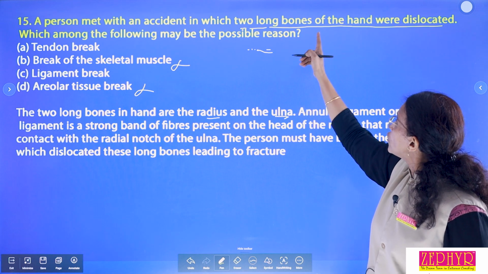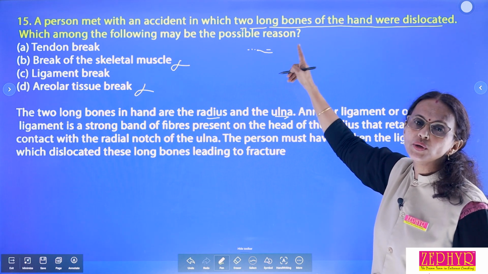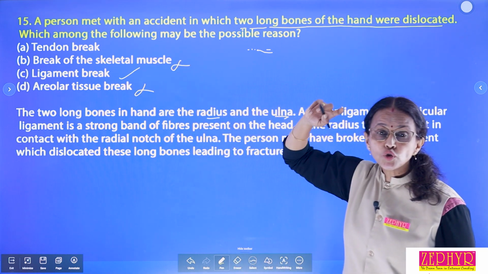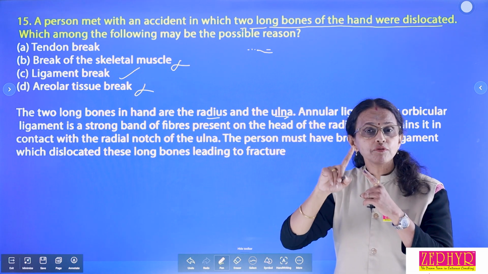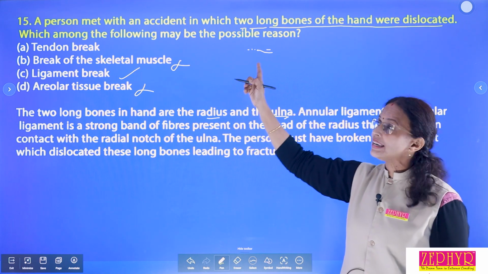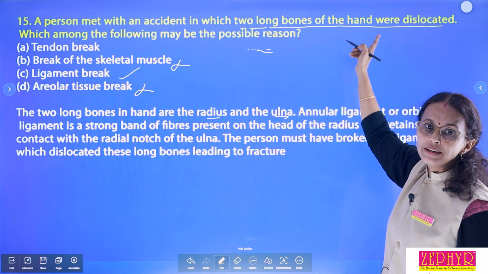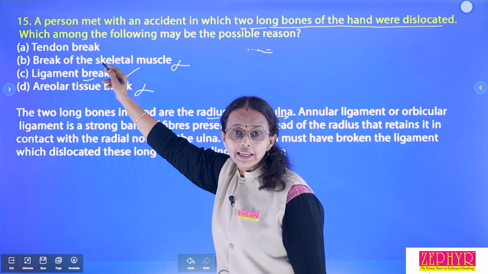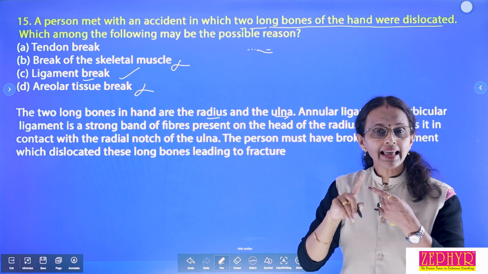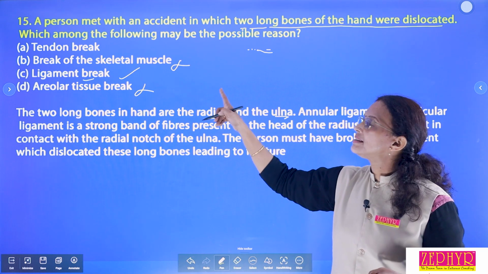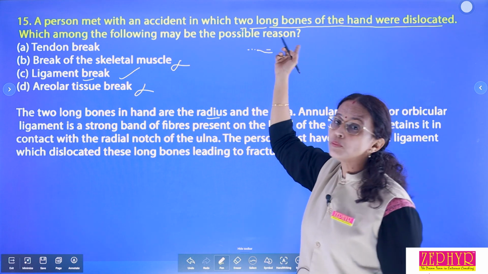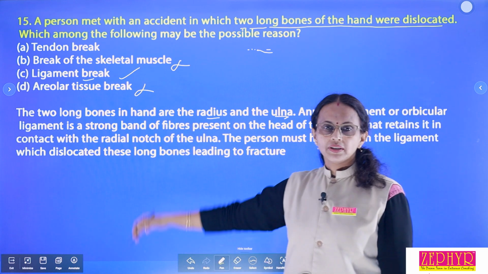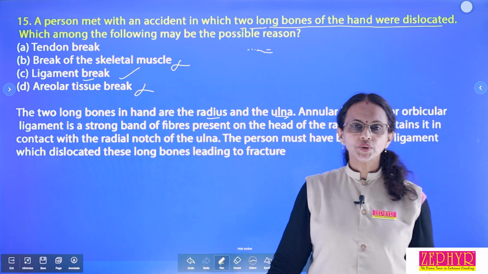The question is: the two bones of the hand are dislocated due to what? Ligament break is the correct answer. The two bones are joined with the help of ligament, so when the ligament breaks, the two bones of the hand are dislocated. So the correct answer is ligament break, not tendon break. If tendon breaks, the muscle and bones connection is affected. Here the question is two bones are dislocated, so the correct answer is ligament. That's all about the question discussion of tissues. Okay, thank you.